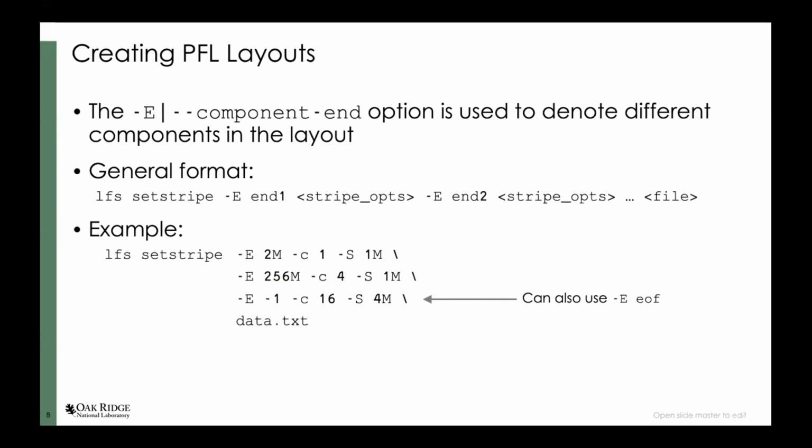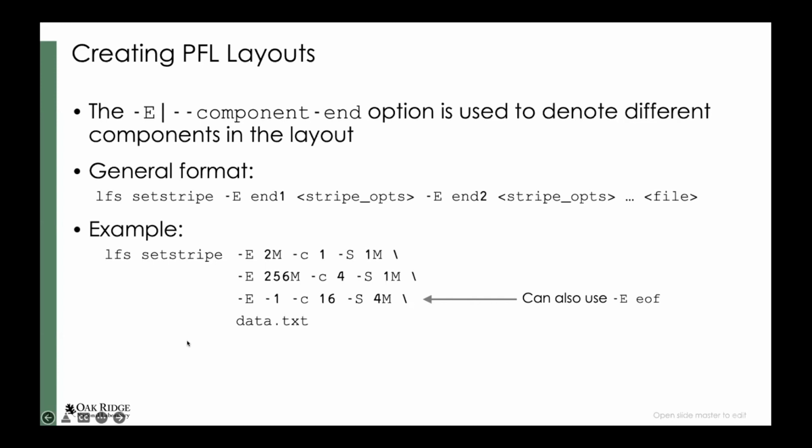To create the PFL layouts, you still use the same lfs setstripe command as you do for normal layouts. The one thing you add is the -E or --component-end option. And that's used to denote the endpoints of the different components in the layout. So the general format will be lfs setstripe -E, and then you specify the endpoint of the first component, and then you give it the stripe options you want to use for that component, and then the endpoint of the second component with its stripe options, and so on, and then specifying the file name at the end.